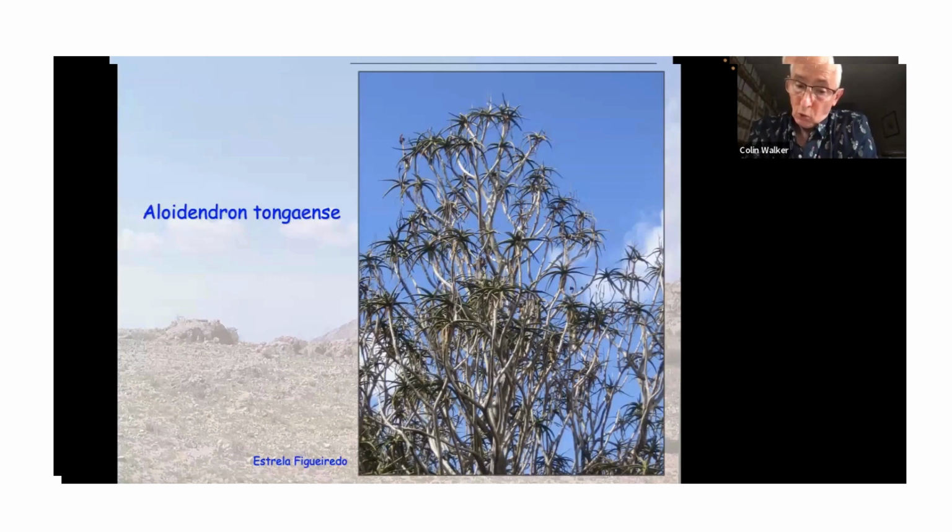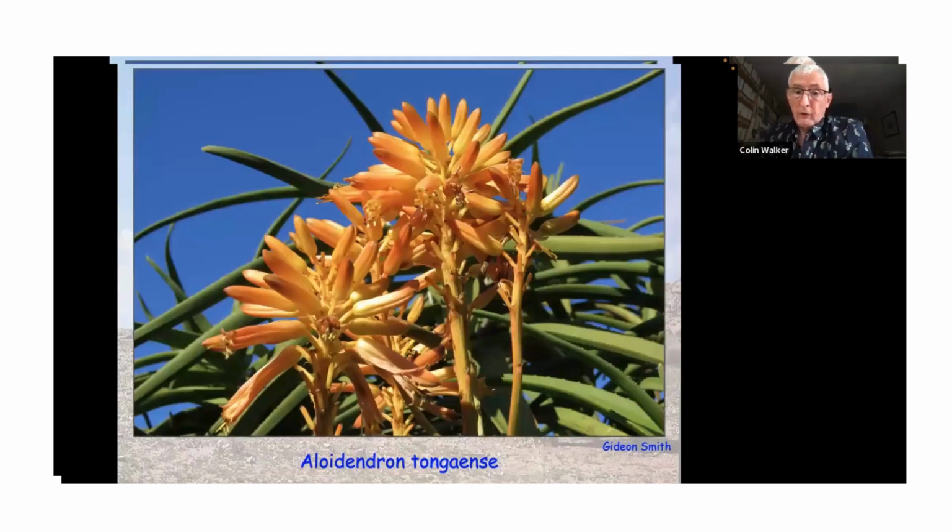It's a much smaller growing tree aloe. It only grows up to about 8 meters tall. It is well branched like Aloidendron barbari, but the flower color is different. The flowers are actually quite significantly different. So unlike the rose pink flowers of Aloidendron barbari, Aloidendron tongense has sort of an orange color flower.